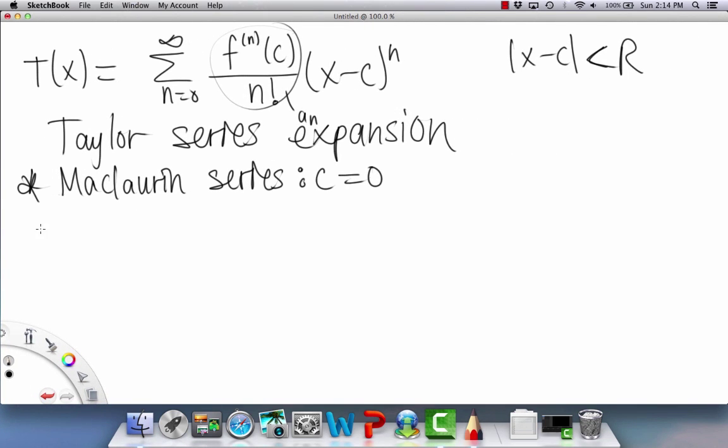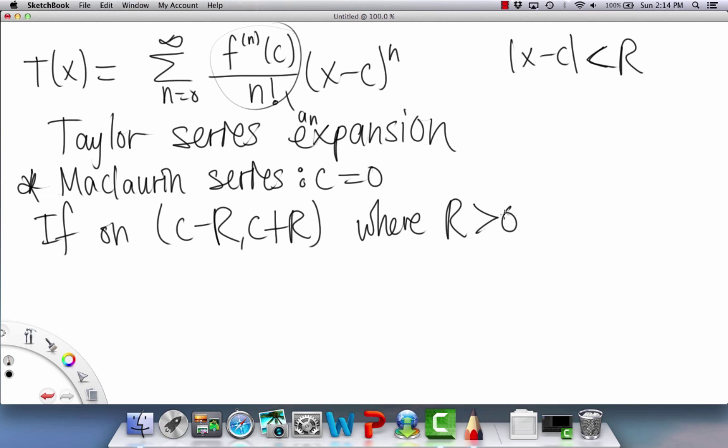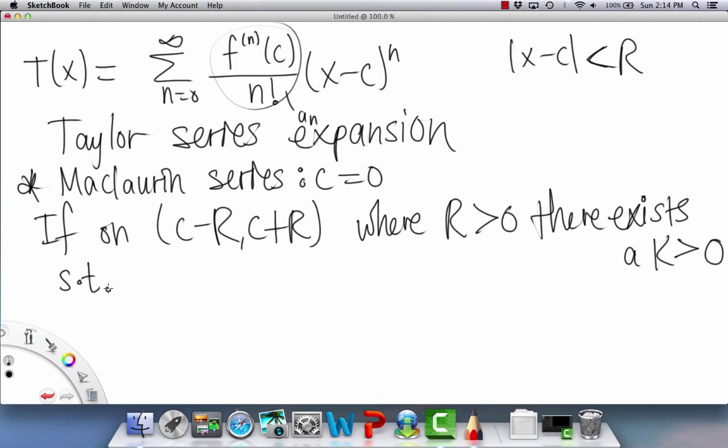Okay, there we go. So if on this interval of convergence, because we've seen this before, this is our interval where r is greater than 0, there exists, this is another one of those important statements, there exists a k, they use k and I'll just use it too, there exists a k greater than 0, some positive number, such that the absolute value of the k-th derivative of f of x is less than or equal to k. So what this is saying, well, I'll write out the rest and then I'll explain it.